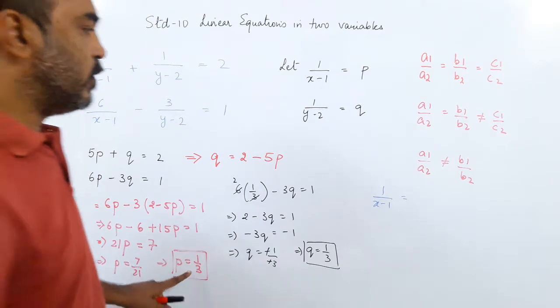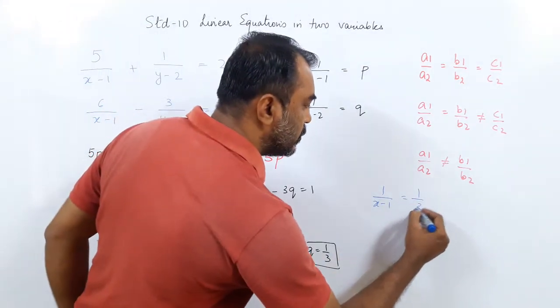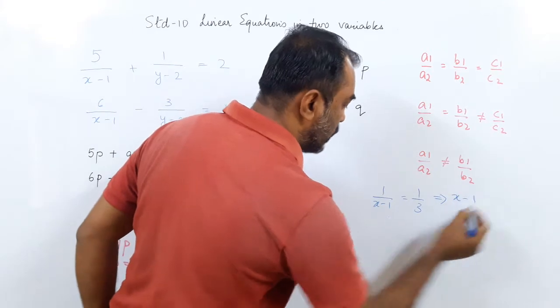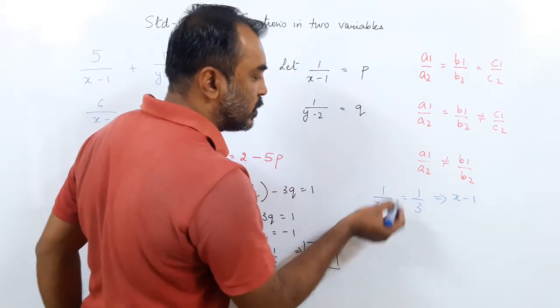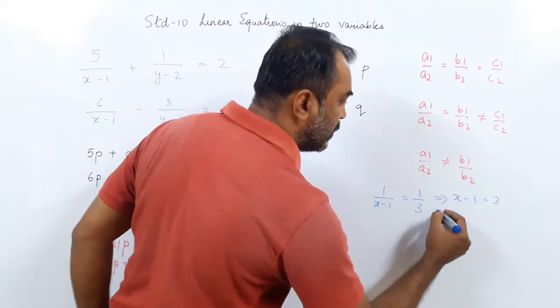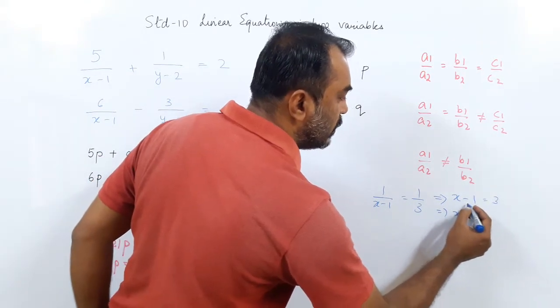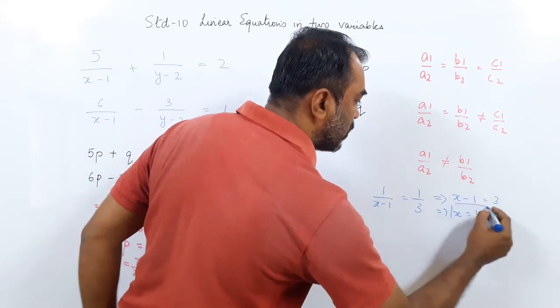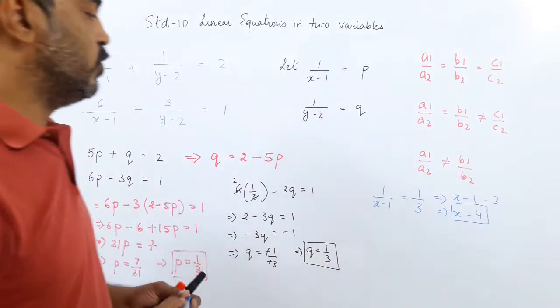What is the value of p? 1 by 3. So taking the reciprocal, we get x minus 1, I took the reciprocal, I took this numerator on the top, so x minus 1 upon 1 equal to 3. Implies x equal to, minus 1 goes on this side, so 1 plus 3 is 4. So I got the value x equal to 4.